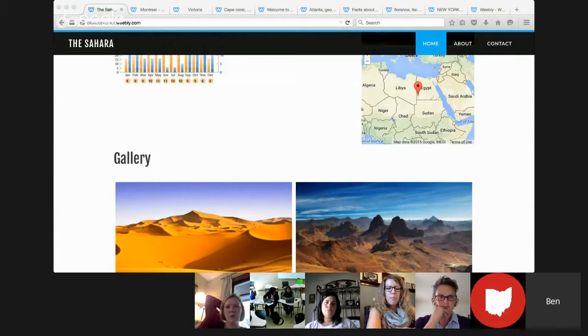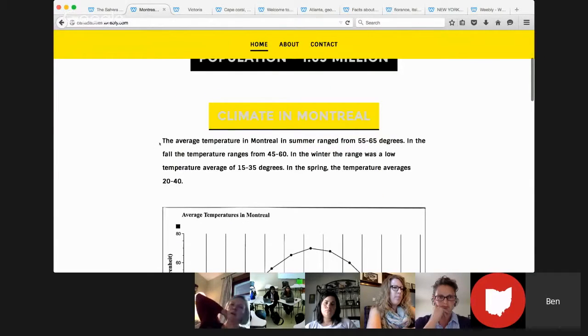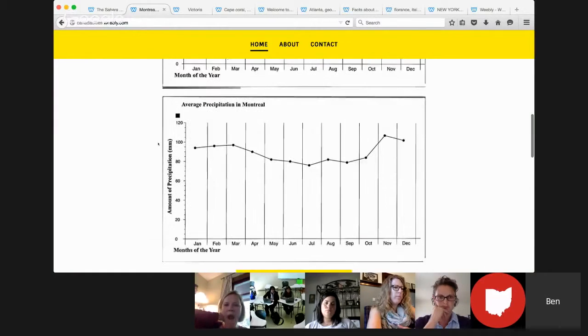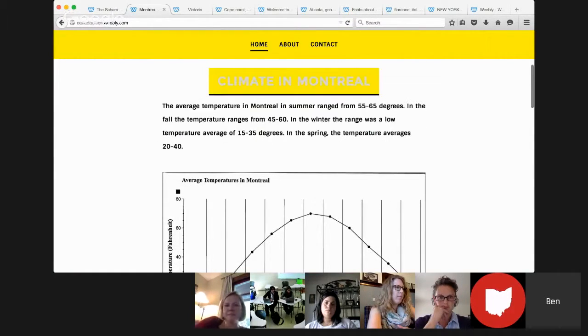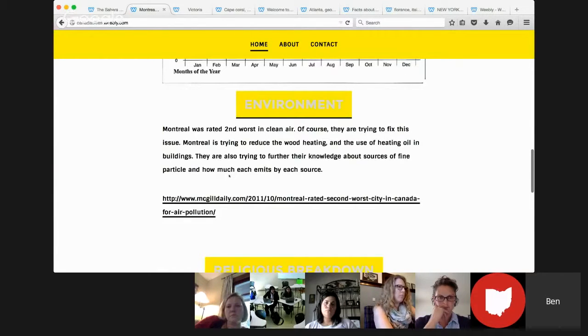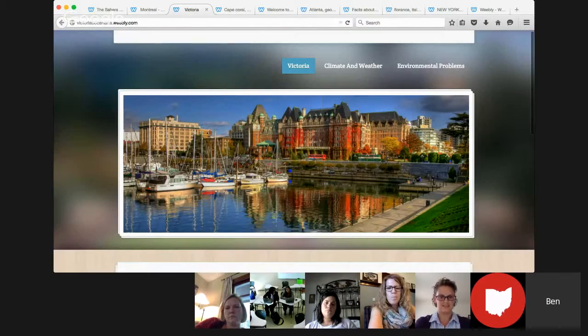Another one I had early on was right here. This one was about Montreal, and you can see there are his graphs, and he's supposed to include a climate summary. He's got a summary there. It's a little brief, but good. And then it talks about the environment. Here's a link to an article, and then it talks about some of the demographics of the population. Here's Victoria.